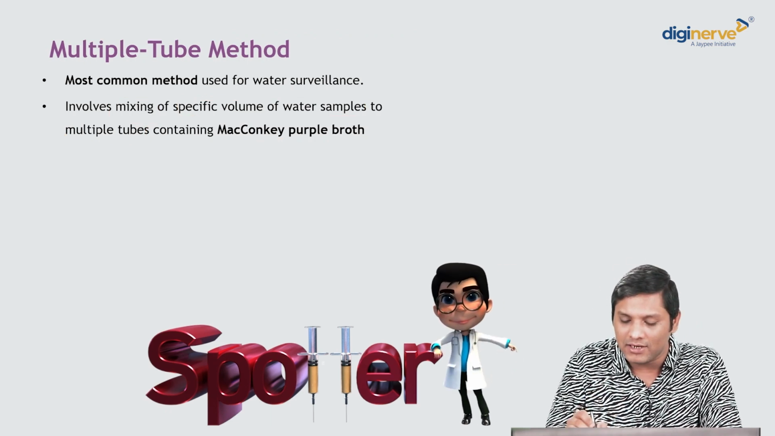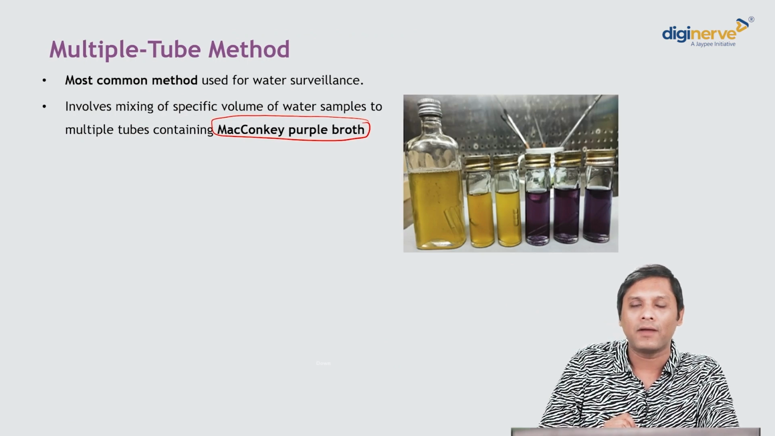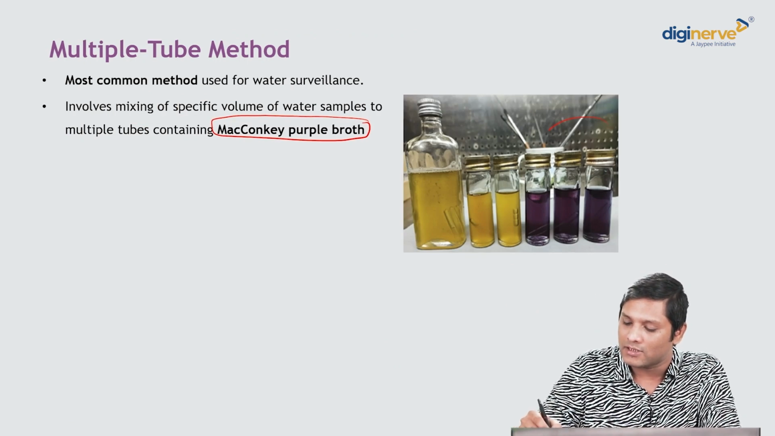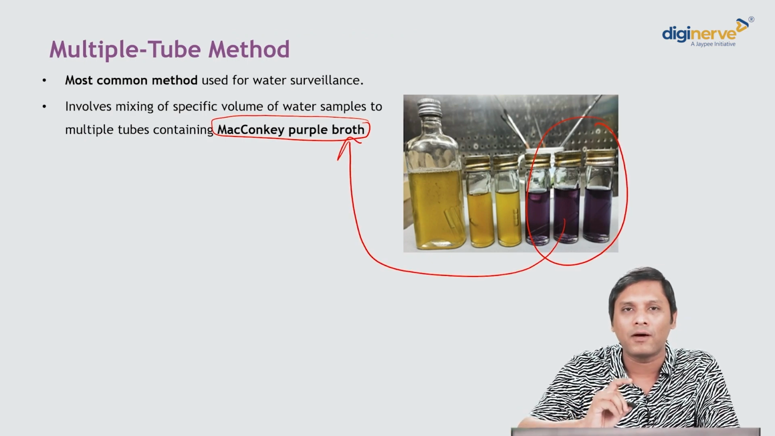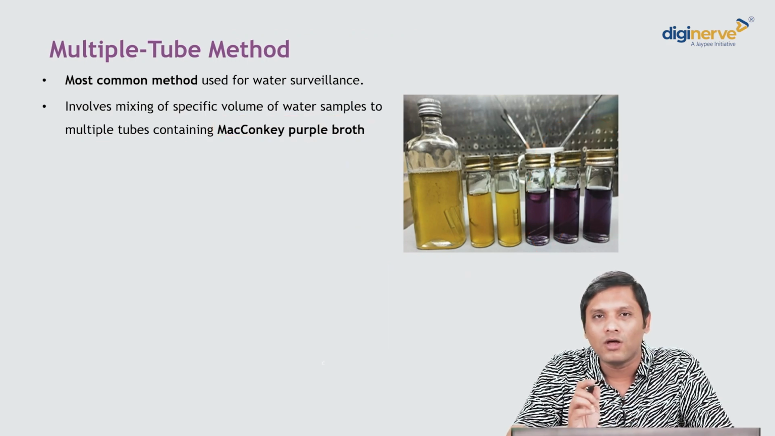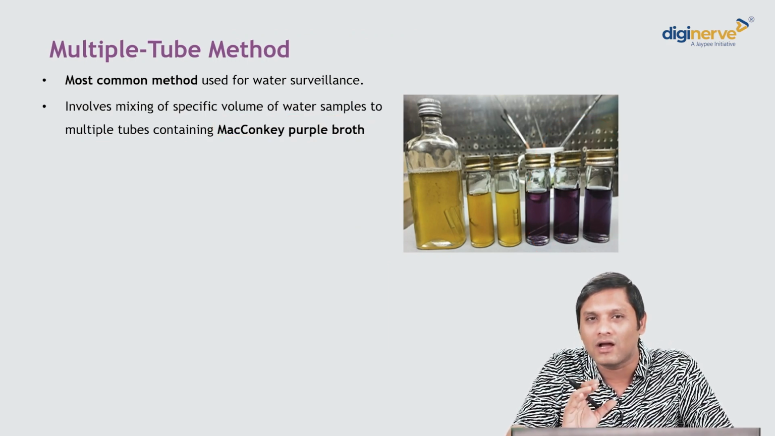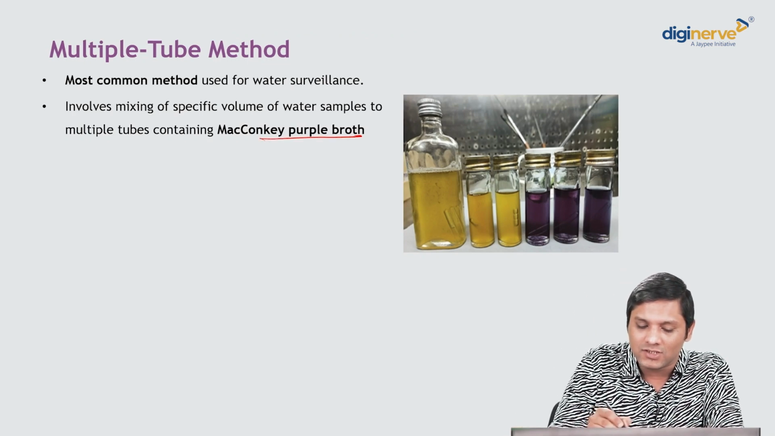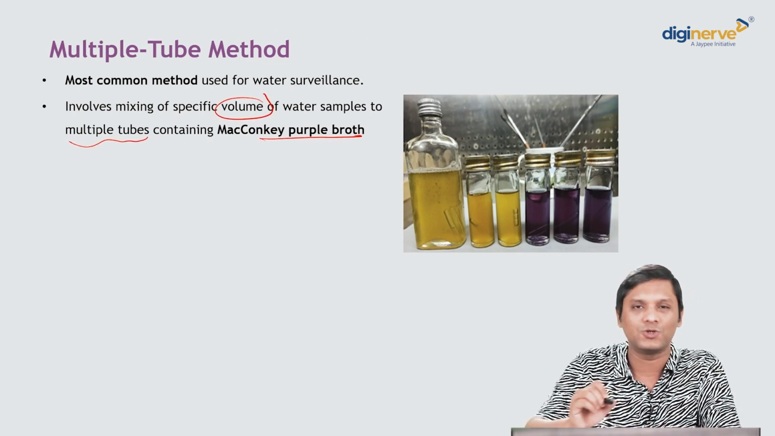Here the culture medium of choice is McCrady purple broth. Why is it called that? Because it is purple in color. The broth appears purple in color. So McCrady purple broth is the culture medium that is used, and that is mixed with a fixed volume of water in various tubes.